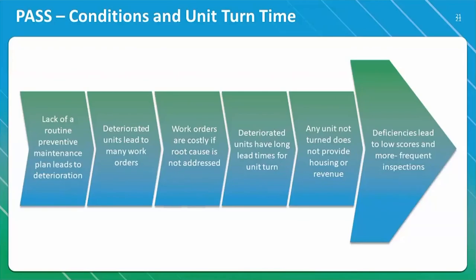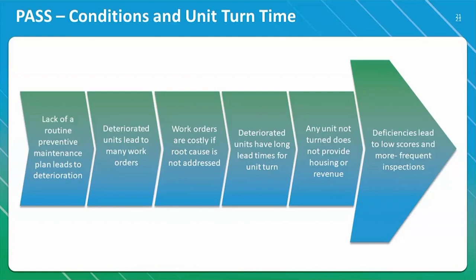Next slide, please. All right. The PASS score, conditions, and unit turn time. The PASS score is affected when you are unable to turn your units. We talked about best practices and what could be a good benchmark. But when we don't have a preventative maintenance plan for units that are deteriorating, that's a problem. Deteriorated units also lead to many work orders. That slows you down. Work orders are costly because we have not addressed root causes. So we can learn about categorization of work orders and reading the work order report.